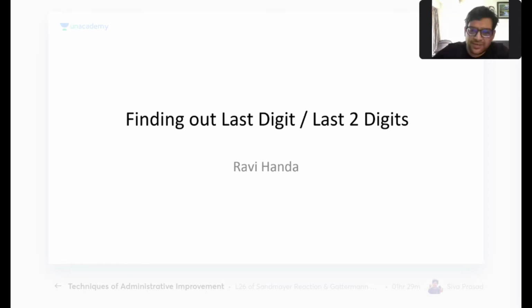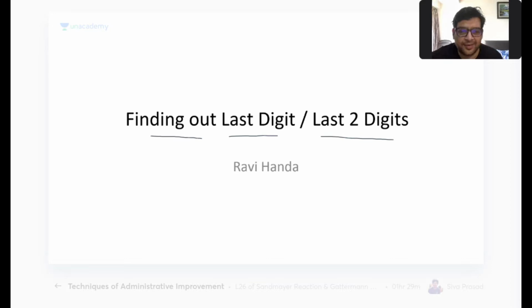Essentially, what we are going to do today is primarily discuss finding out the last digit and the last two digits for a particular number, and how exactly we can do that. That's the fundamental goal for today's session.